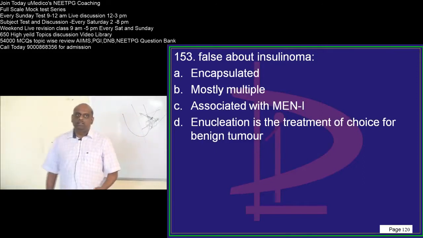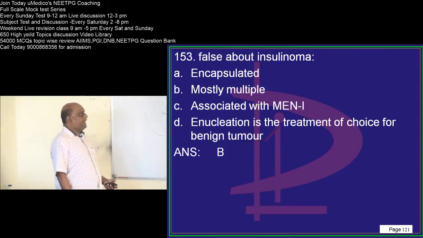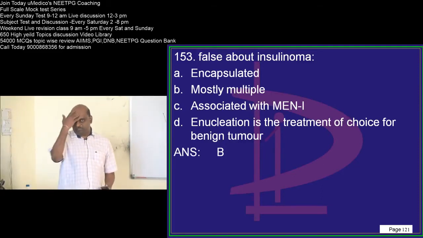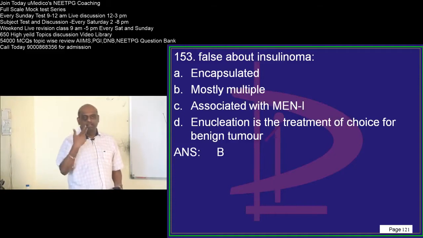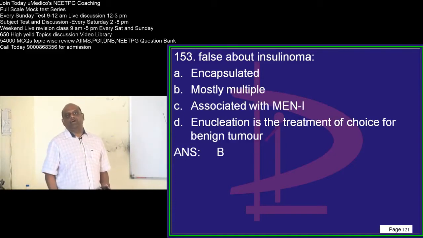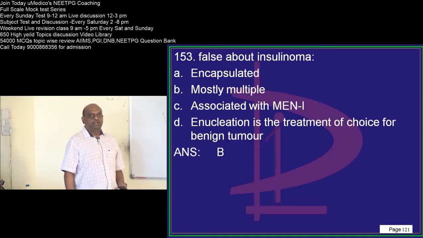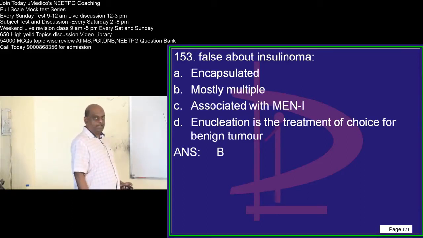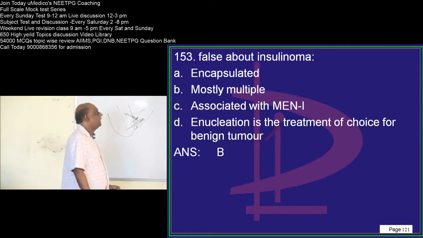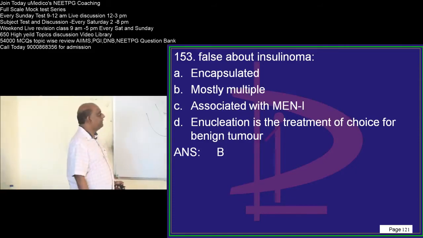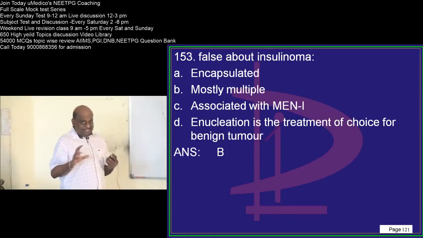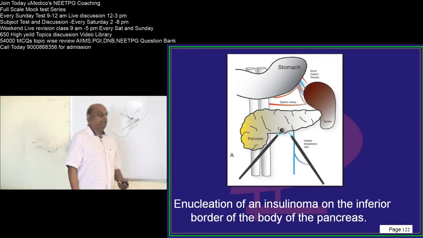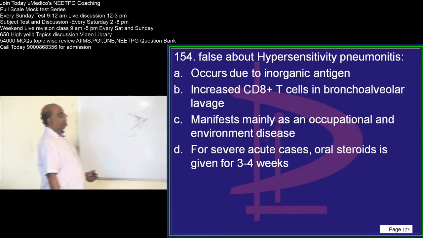Insulinomas are encapsulated, and they can be found in MEN1 syndrome. What do you find in MEN1 syndrome? Pituitary, pancreas, and parathyroid, which are all central organs. So mostly it is single, not multiple. Enucleation is considered to be the treatment of choice, is what needs to be remembered.